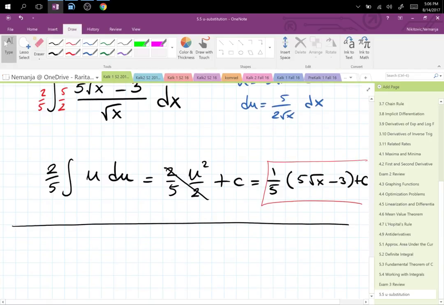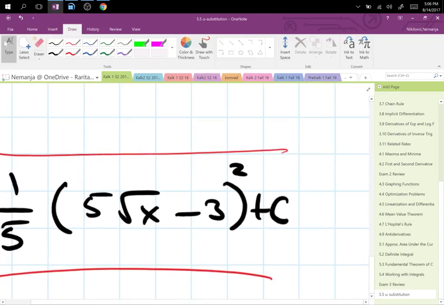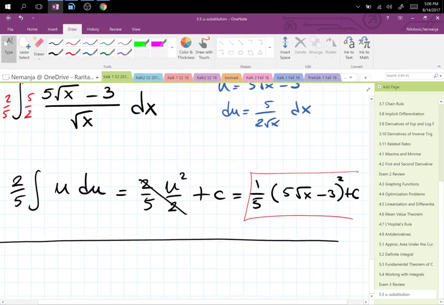What happened to the square? It's right there. Look. Nice. Thank you. All right.